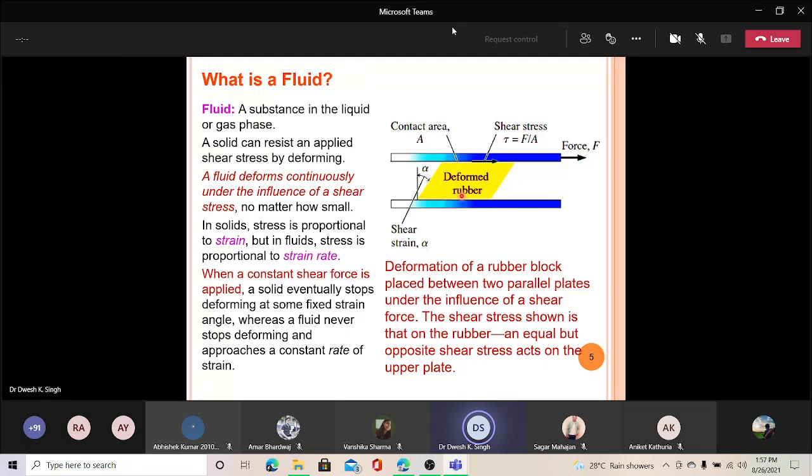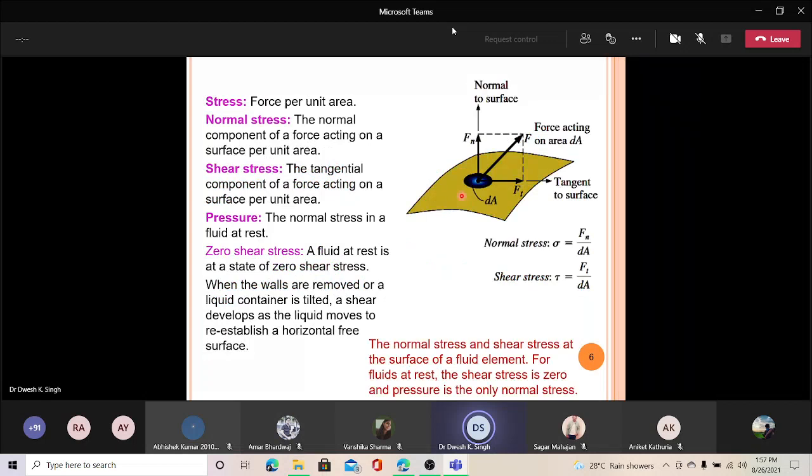I hope this part is covered in solid mechanics, and I think all of you are aware of how shear stress works. I am just exposing this to you as a revision so that we can cover it in the future.